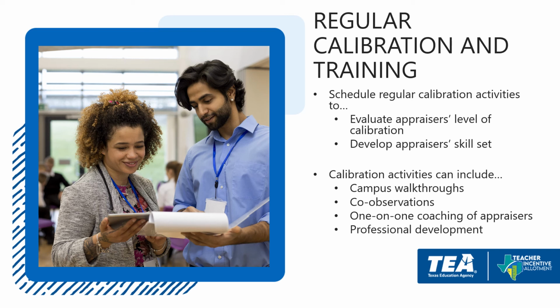There are many different activities districts use to both ends. Ideally, co-observations, whether in person or using video, happen between appraisers at one campus, from different campuses, from different contents, and involve district leaders. Calibration activities could include campus walkthroughs, co-observation, one-on-one coaching of appraisers, and formal professional development.